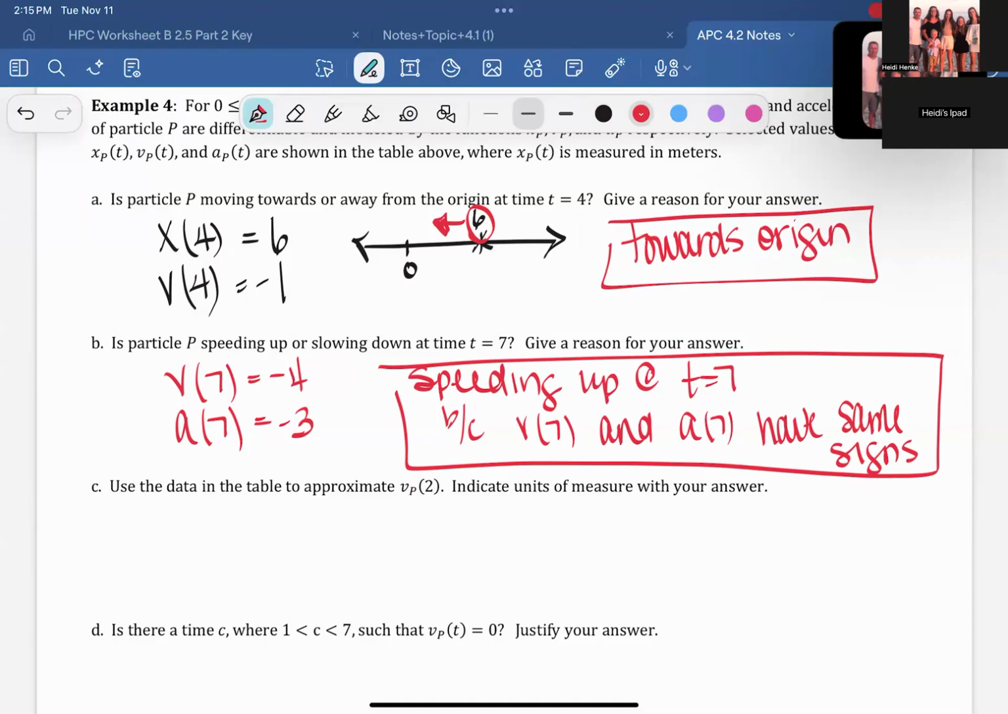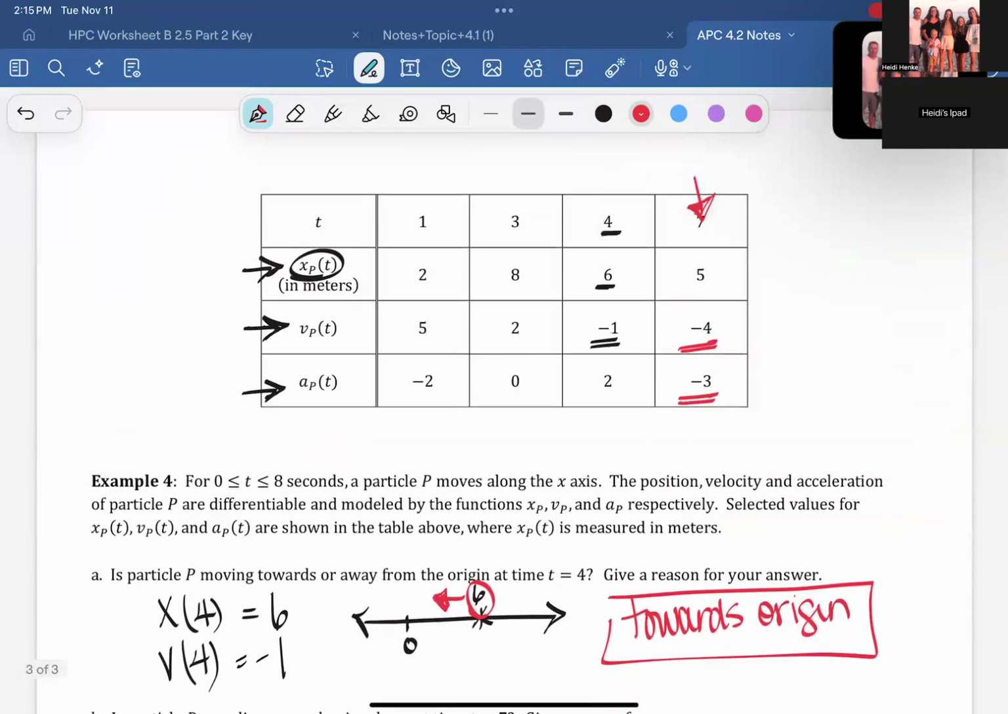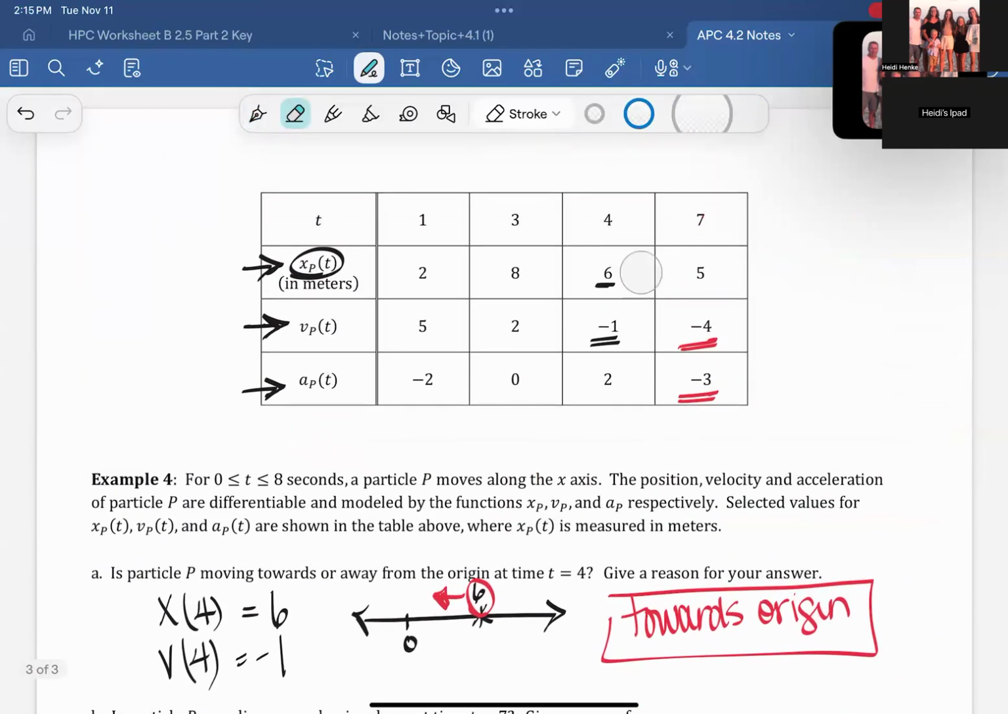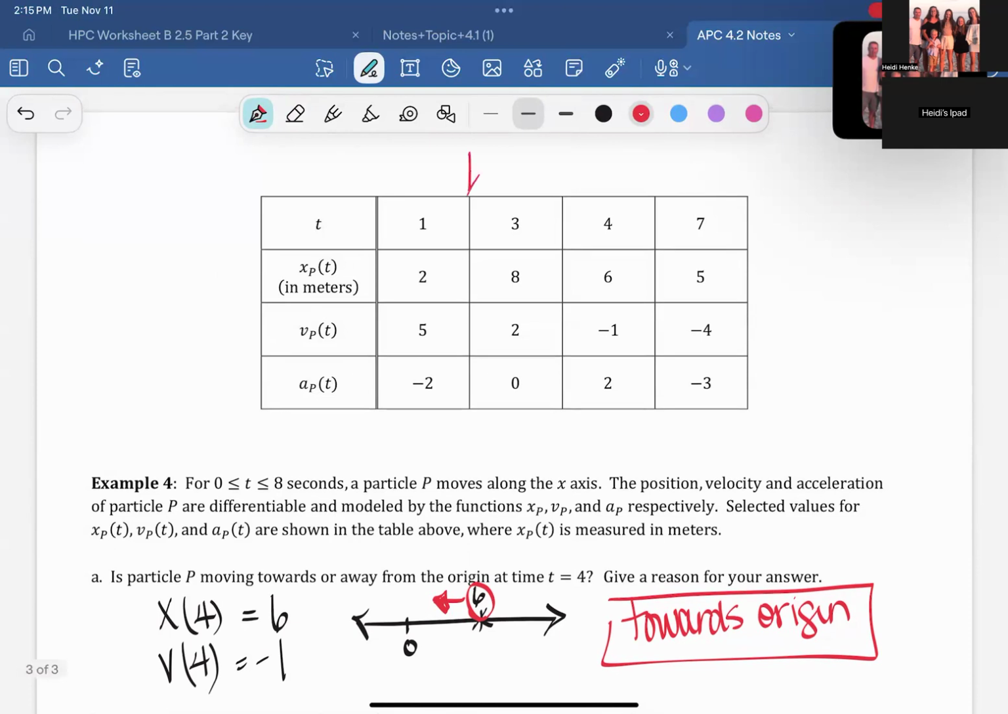Use the data in the table to approximate the velocity of P at 2. Velocity of P at 2. We don't have 2 as an x, right? It's not a given x. We only have 1, 3, 4, and 7. So if I'm looking for the velocity at 2, 2 would obviously be right here in between those two.